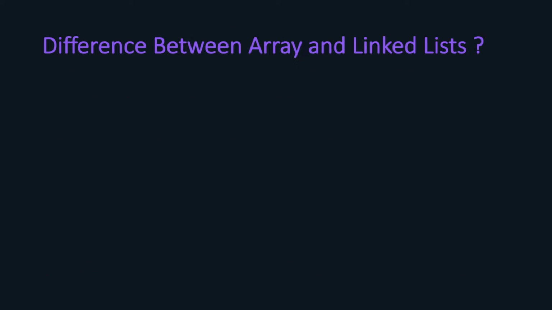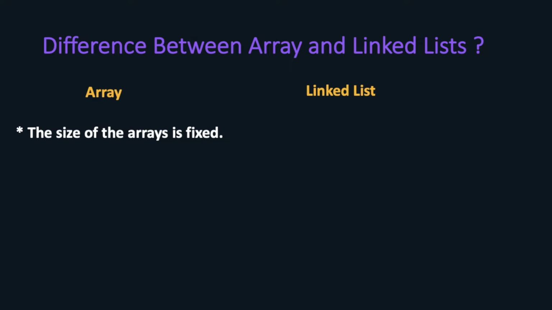Coming to the next question, what is the difference between array and linked list? There are a few differences between array and linked list. Let's see one by one. The first difference is the size of an array is always fixed. Linked lists are dynamic in size. That means the size can be extended.